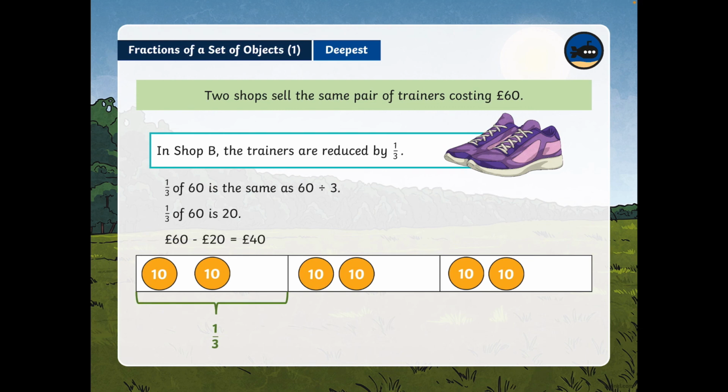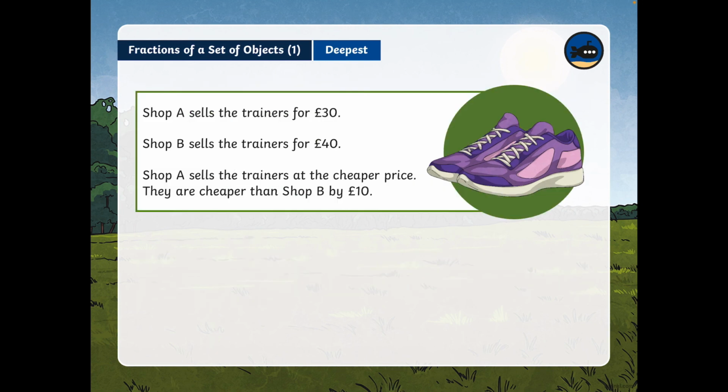We need to take the £20 off as that's the discount. Shop B are selling the trainers at £40. So shop A are selling the trainers at the cheaper price. They are cheaper than shop B by £10.